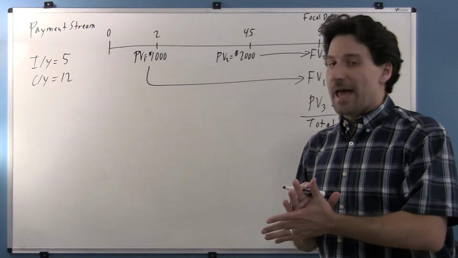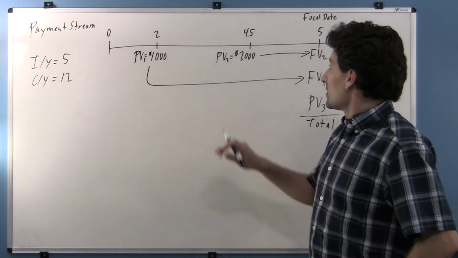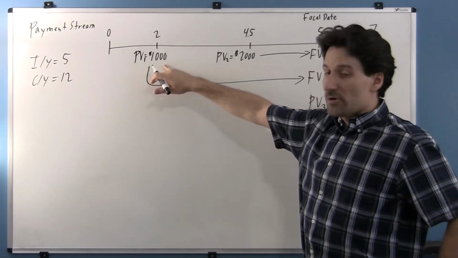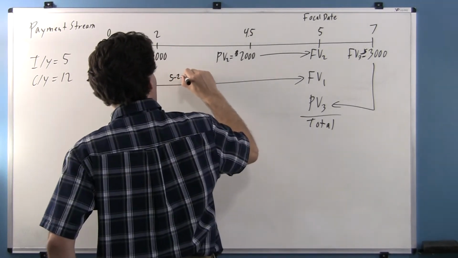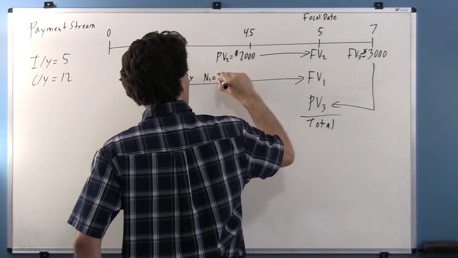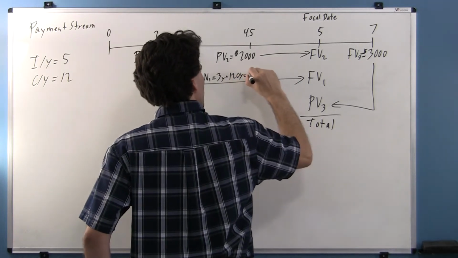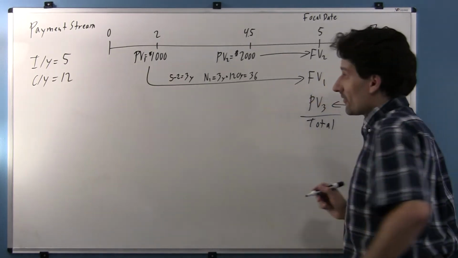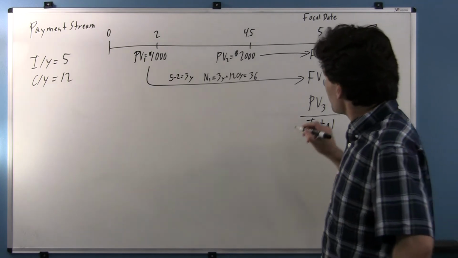We need to find n for each of these cases. So remember, this $1,000 is due 2 years from now. We're paying it 5 years from now. So 5 minus 2, this is 3 years. So N1 is going to be 3 years times 12 compoundings per year. That's going to be 36 months. It's compounding every month. So we can just count months, but either way, 36 compounding periods.